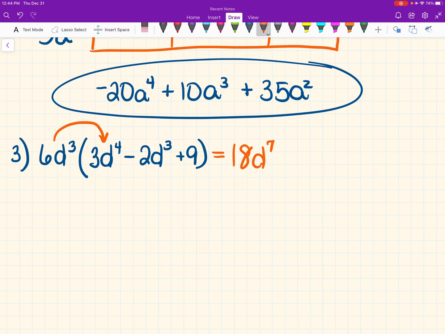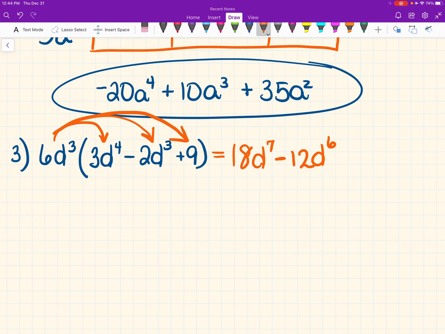All right, the next one. We have 6 times negative 2. That's going to be negative 12. We have d to the 3rd times d to the 3rd. Adding exponents makes that d to the 6th. And then the last one, 6 times 9.